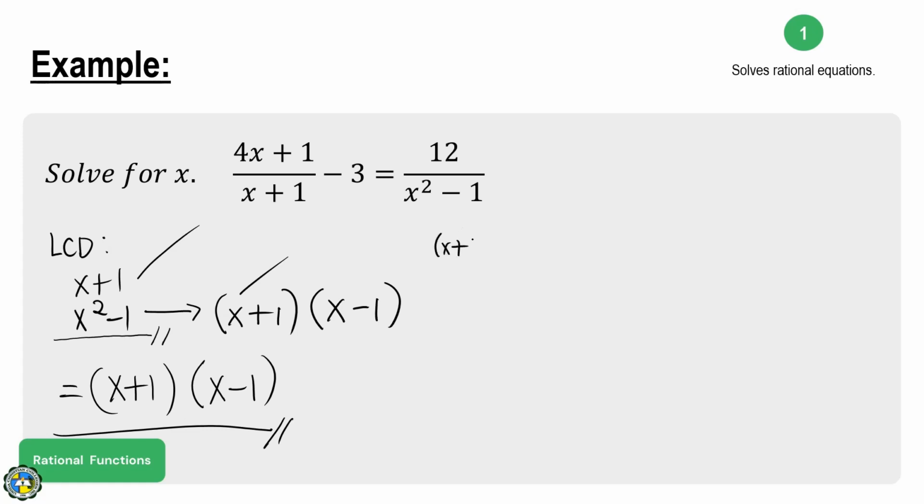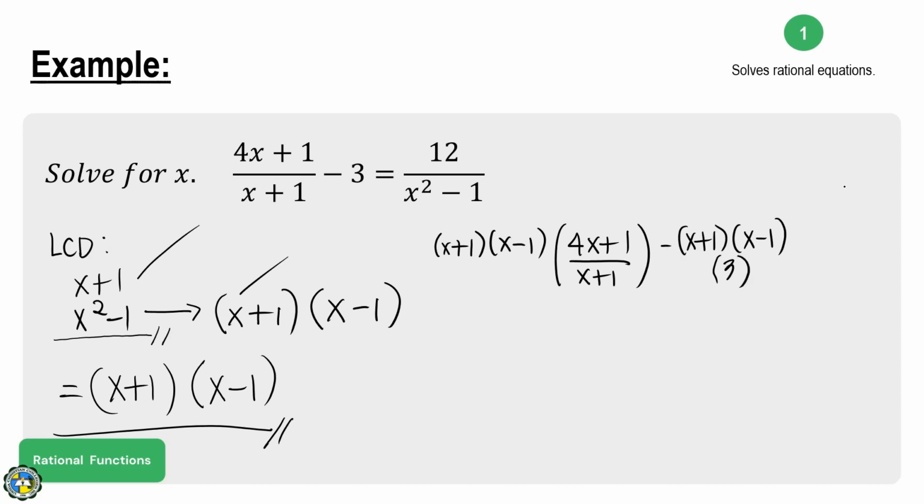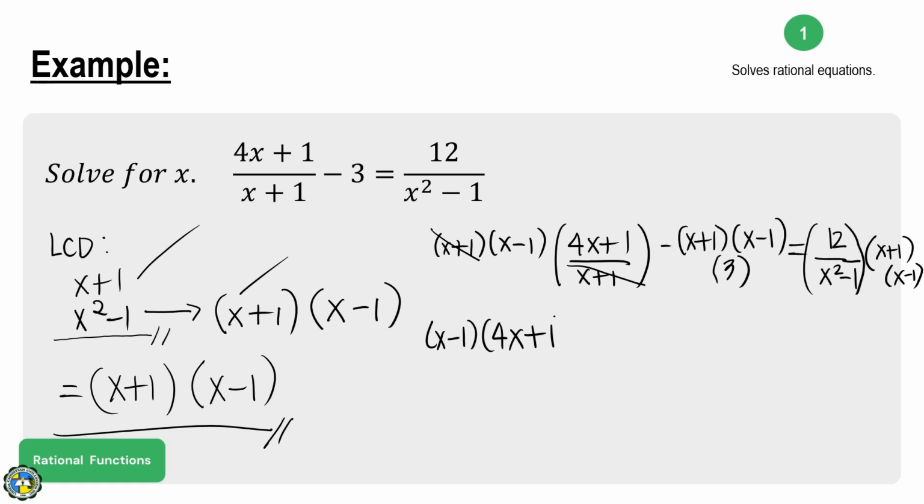So, x plus 1, x minus 1, multiply to 4x plus 1 all over x plus 1, minus x plus 1 times x minus 1 times 3. Okay? Equals 12 over x squared minus 1 multiply to x plus 1, x minus 1. Okay. So, for us to simplify this, cancel out, natira na lang si x minus 1. And then, 4x plus 1. Next, eto wala. So, diretso natin na i-multiply.